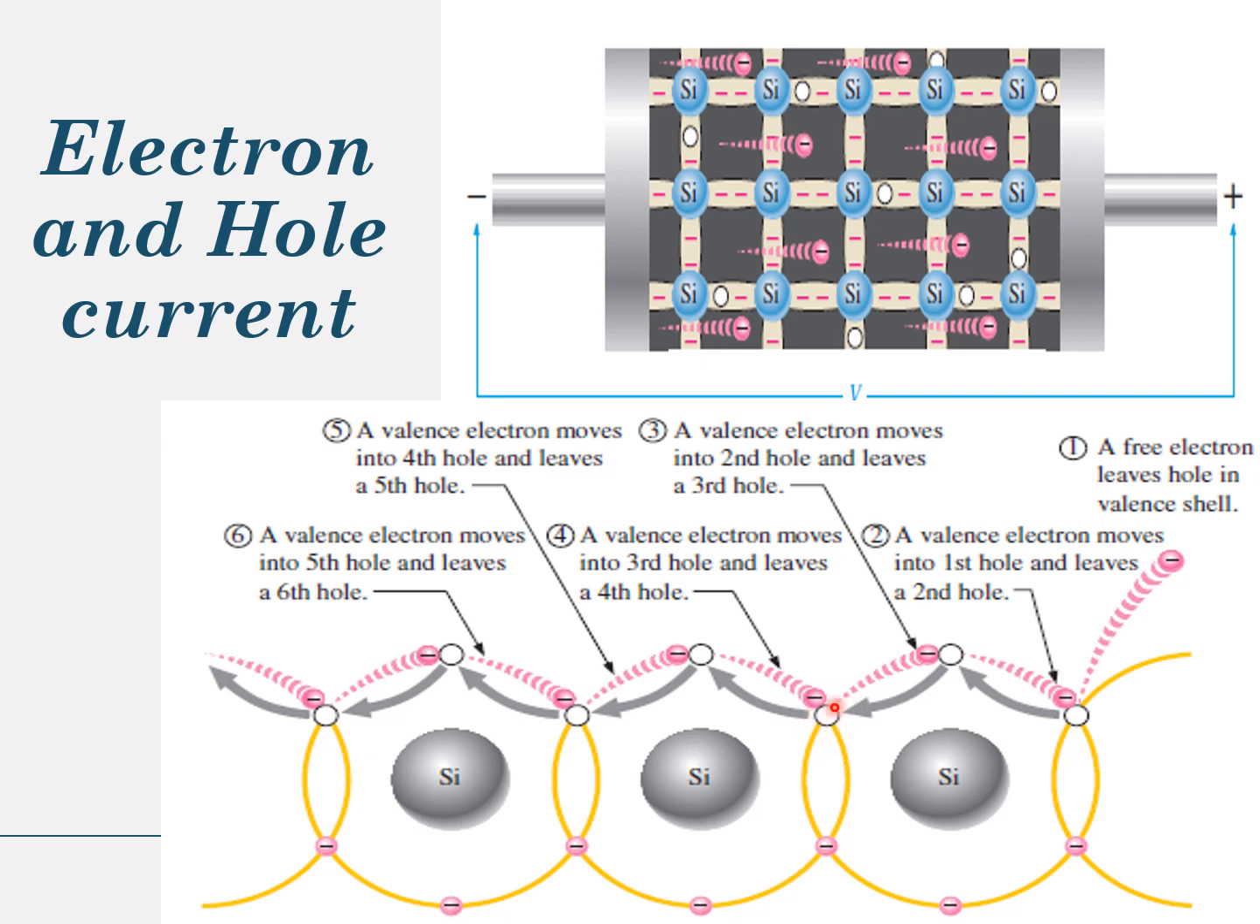It means when a valence electron moves from left to right to fill a hole, it leaves another hole behind. On the other hand, the hole has effectively moved from right to left. These gray arrows indicate the effective movement of a hole. So, it means electrons are moving from left to right and holes are moving from right to left. This is how hole current is generated in intrinsic silicon.